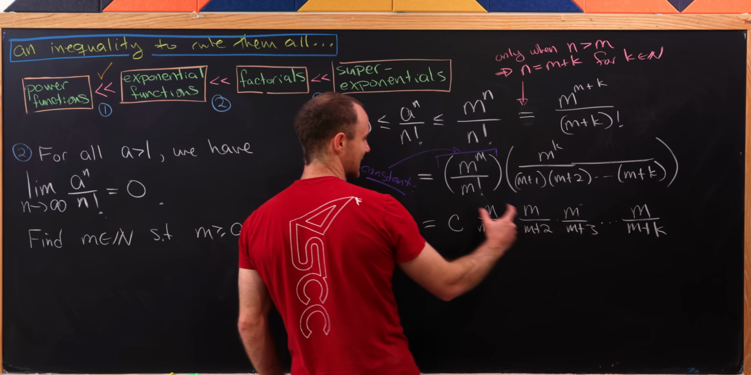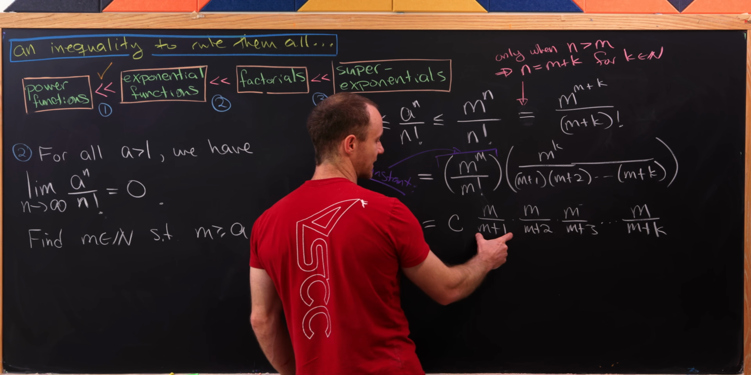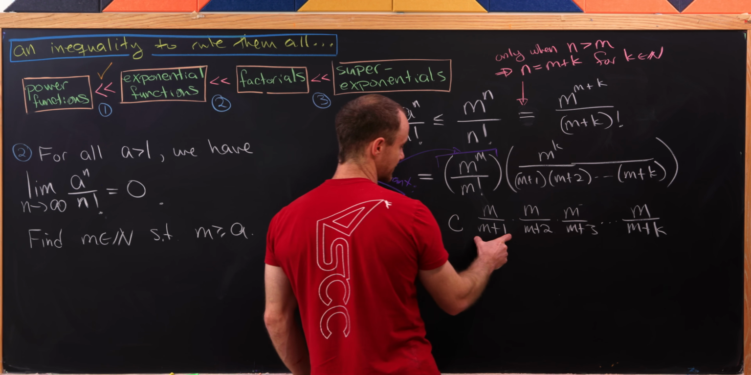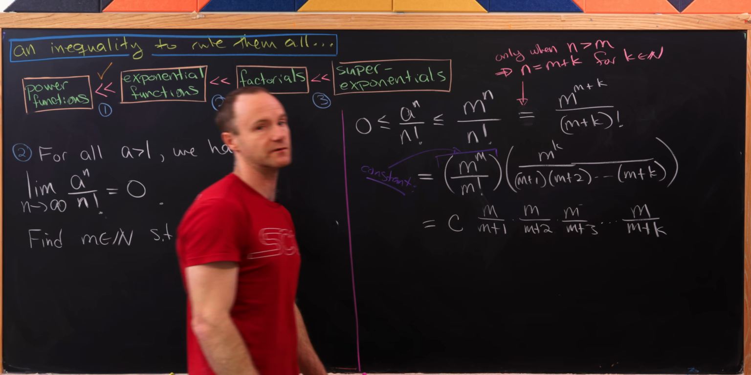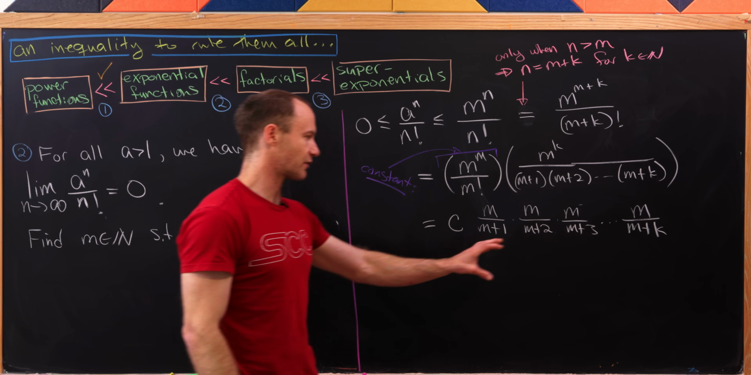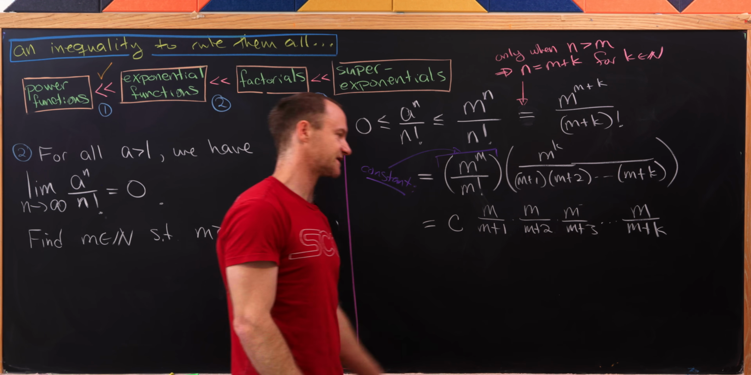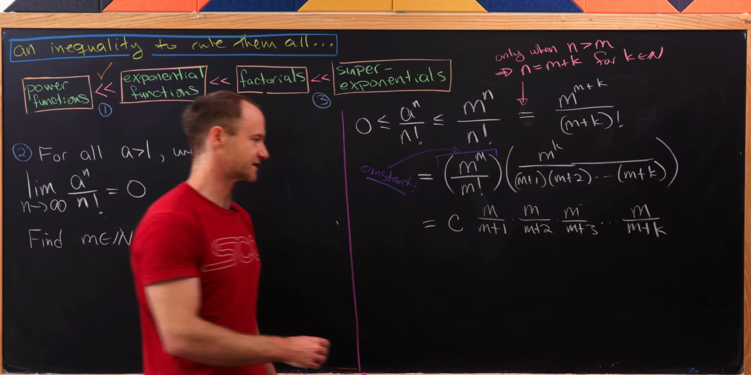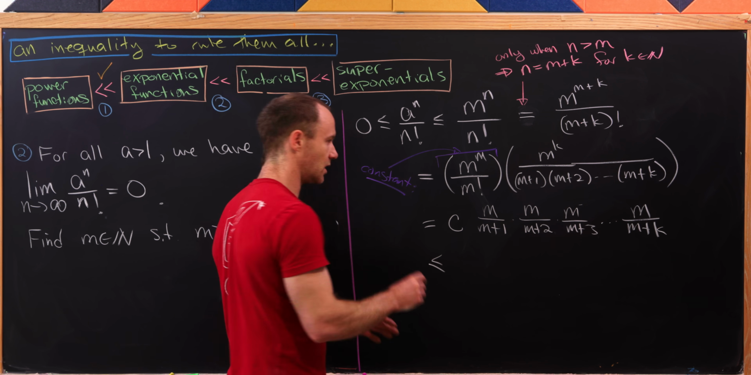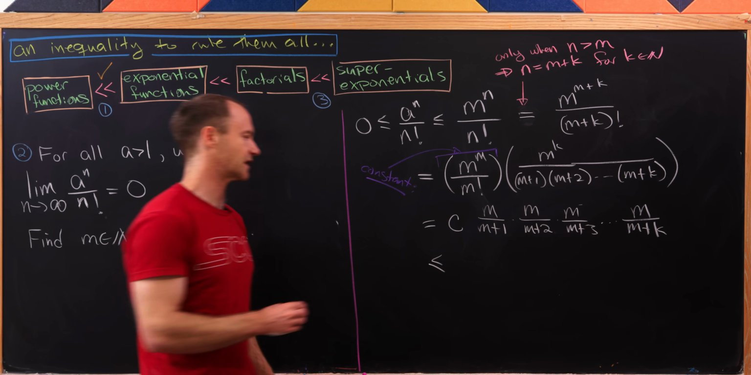And we'll do that by exchanging m plus 2 for m plus 1, m plus 3 for m plus 1, and so on and so forth. So in other words, we're going to replace all of the denominators except for m plus 1 with m plus 1. So that makes all of them smaller, thus making the whole thing larger.